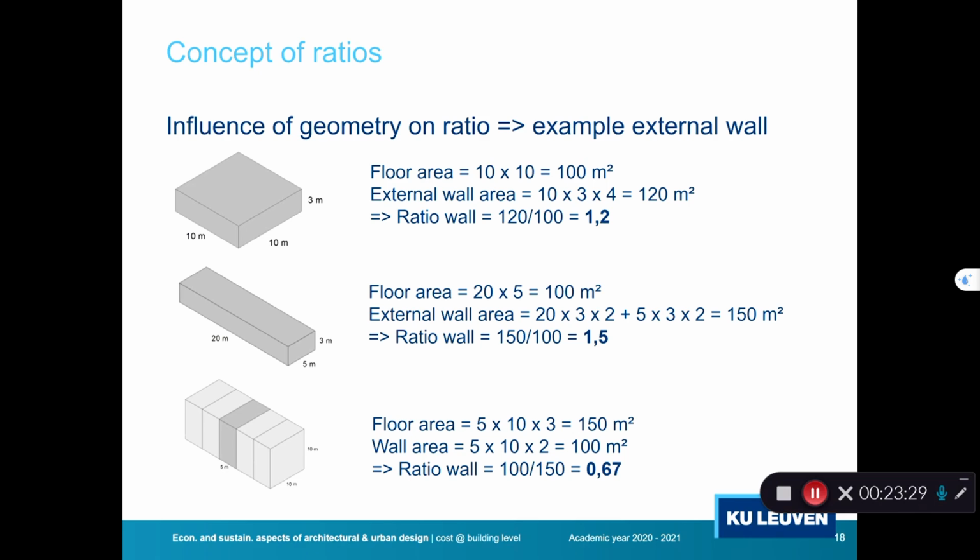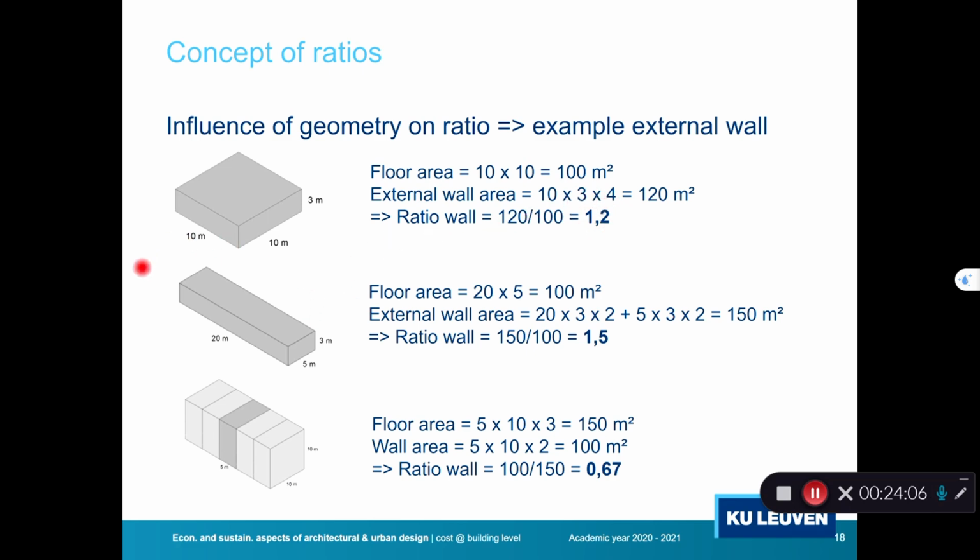The ratio of my wall is the 120 square meters divided by 100 square meters. So I know how many square meters of external wall I have per square meter of floor area. So it's 120 square meters divided by 100 square meters. It's 1.2, dimensionless because it's square meter divided by square meter. So it shows that I have more external wall than floor area, 20% more, it's 1.2.